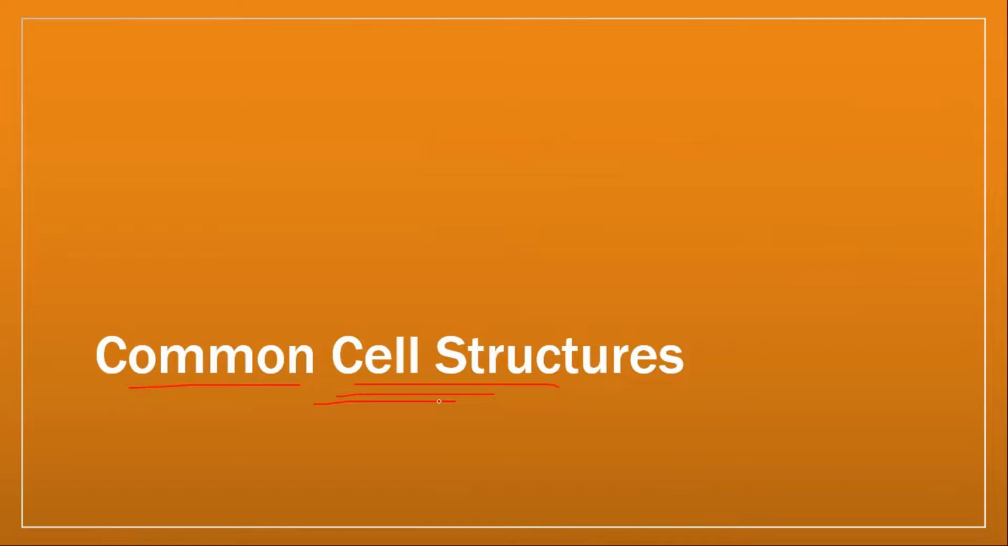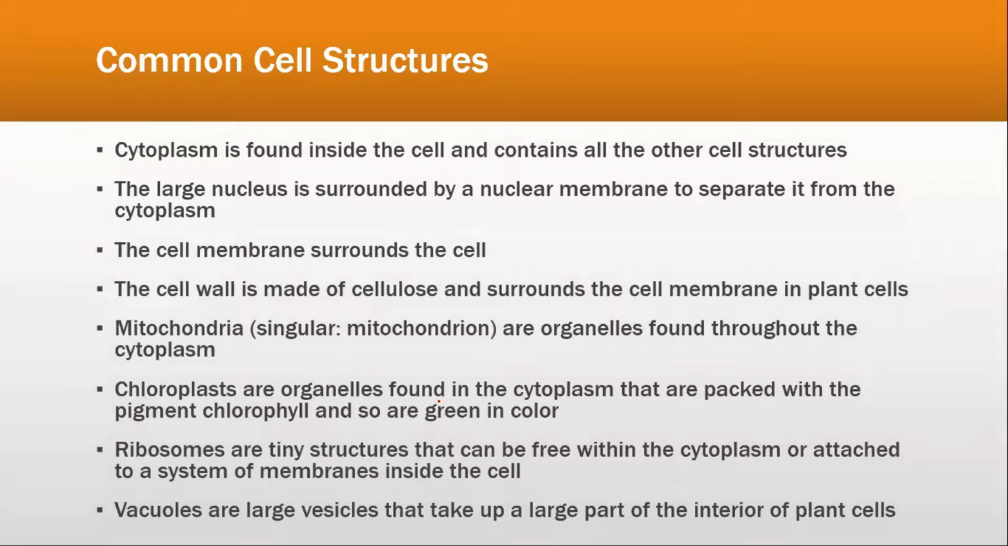But right now, at an initial stage, we'll talk about some of the common cell structures that are present, such as we have a cytoplasm, then we have a nucleus, a cell membrane, cell wall, mitochondria, chloroplasts, ribosomes, and vacuoles. Now, what we know about is that cytoplasm kya hai? Cytoplasm is found inside the cell and contains all the other cell structures. The large nucleus is surrounded by a nuclear membrane to separate it from the cytoplasm.